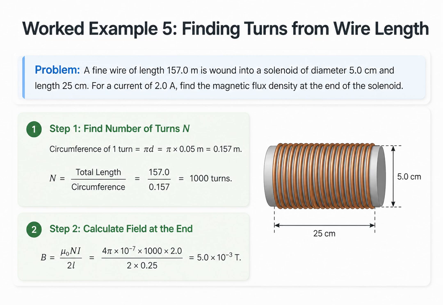Now, we want to find the magnetic flux density at the end of the solenoid. Using our formula for the end of a solenoid, we plug in our 1,000 turns, a current of 2 amperes, and a length of 0.25 meters, giving us a final value of 5.0 millitesla.